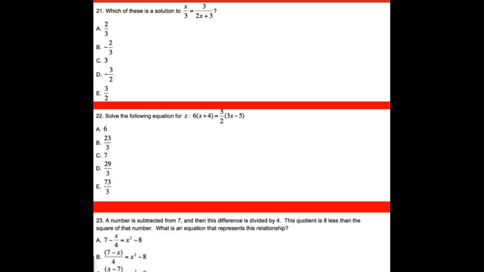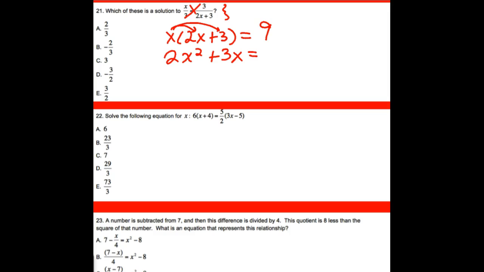Number 19 was skipped because it's an intermediate algebra question. Number 21, which of these is a solution? Whenever you have two equal ratios, you cross multiply. X times 2x plus 3 has to equal 3 times 3, which is 9. We distribute the x in, giving us 2x squared plus 3x is equal to 9.